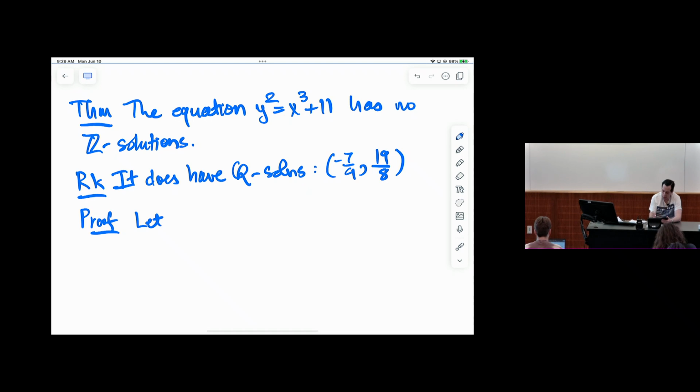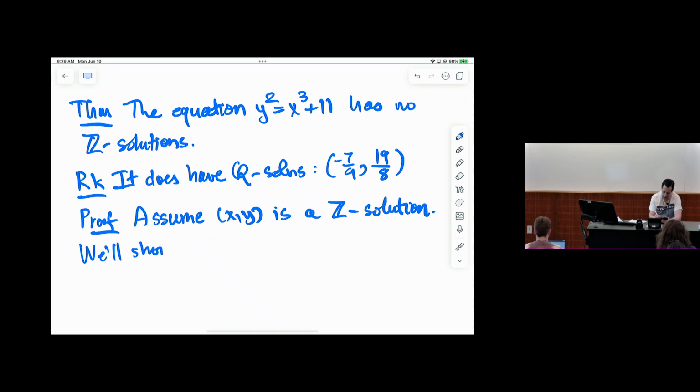So we're going to assume that there is one, and we're going to get a contradiction. So let's assume x, y is a solution. What we're going to do, the first step is to show that x is 1 mod 4, and then we're going to proceed from there.